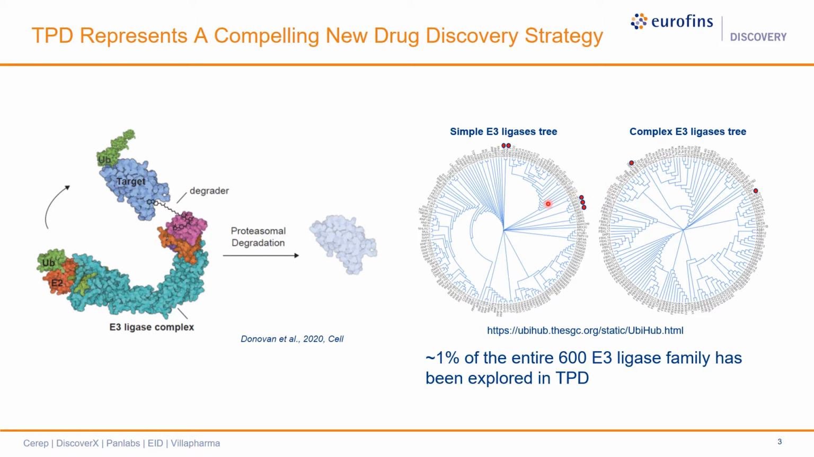About 300 out of these 600 human E3 ligases are predicted to be involved in the ubiquitin proteasome system. So by adding these to the TPD toolbox, the degradable target space can be significantly expanded. To accelerate the TPD field, we are expanding the TPD toolbox by developing additional E3 ligase target assays.